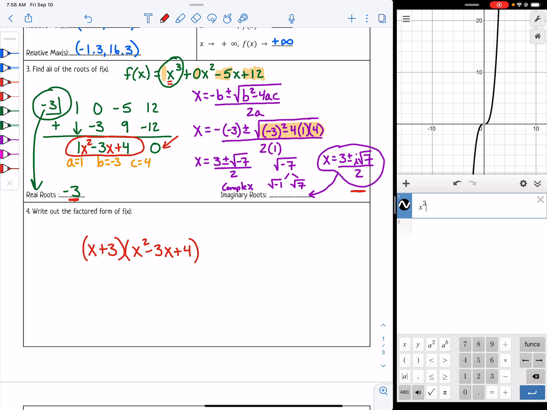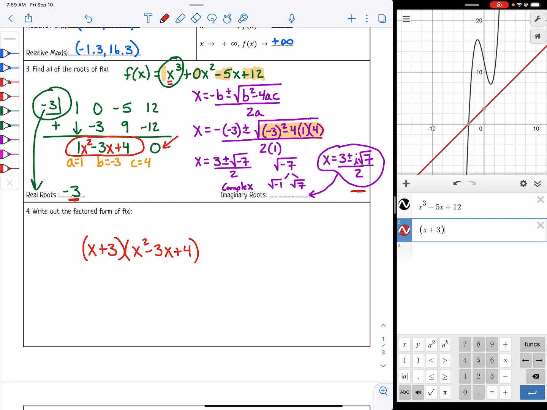Now, to check and make sure that you have the right answer, you can type it in Desmos. So I'm just going to type the original one. So x cubed minus 5x plus 12. Then notice when I type in factored form, it should match. So x plus 3, and then x squared minus 3x plus 4. And notice they line up.